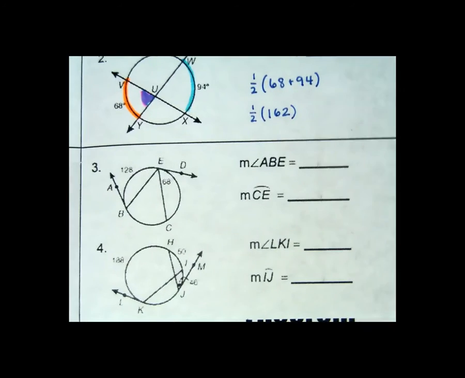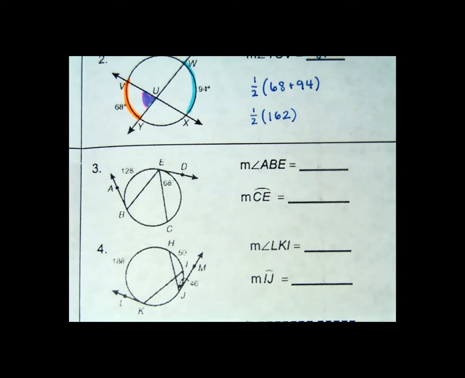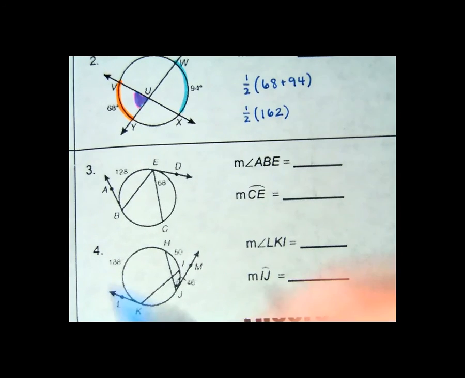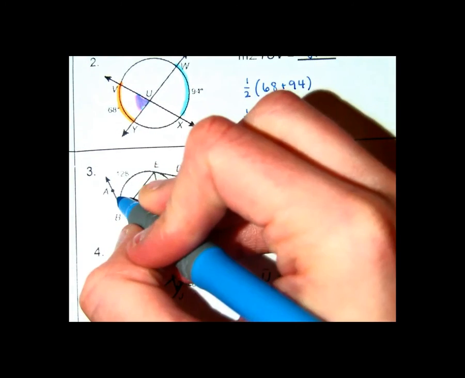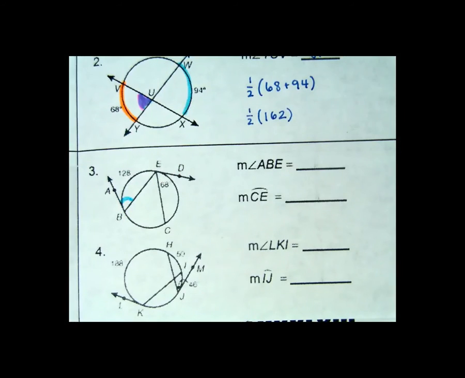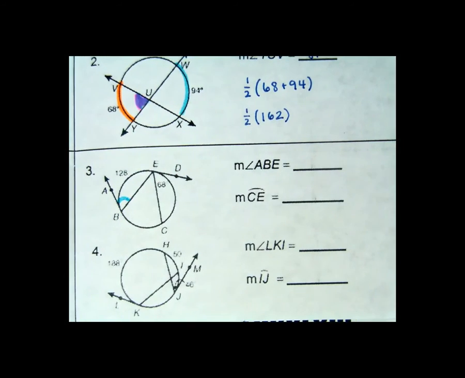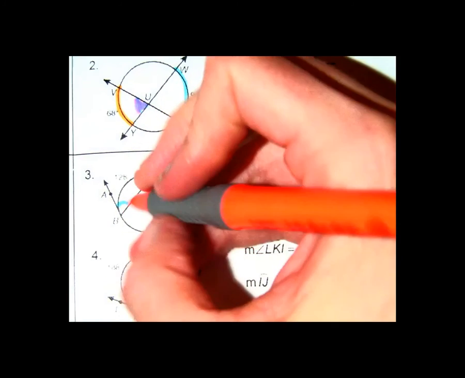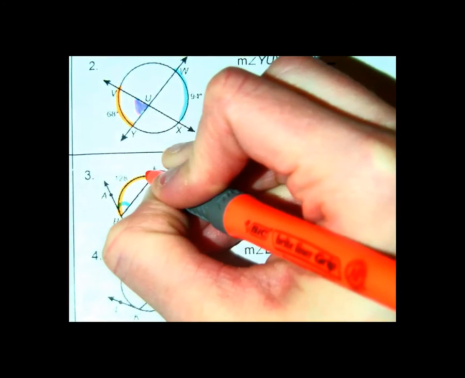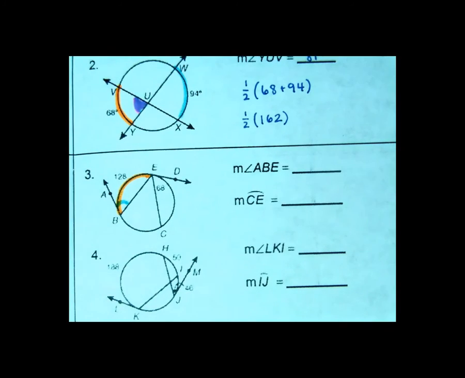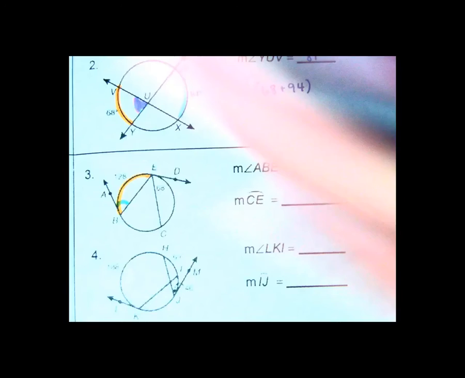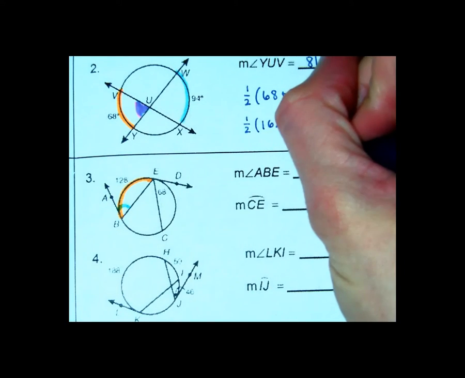So number 3. ABE is what we're looking for. ABE, right here. ABE is equal to what? Half of 128. What is half of 128? 64, you said?